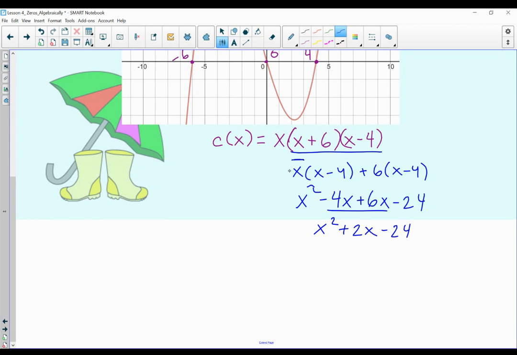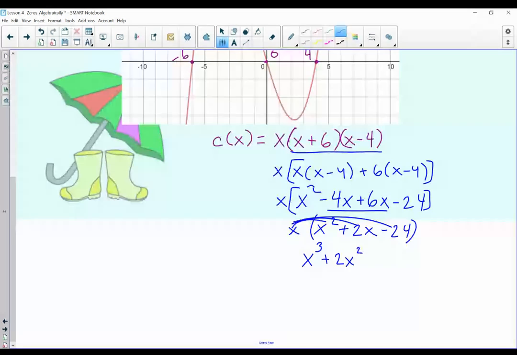But let's not forget that this x was here on the outside the whole time. So once I'm done with everything on the inside, I can distribute this x inside. And I get x to the third power plus 2x to the second power. See how it's increasing by 1? Because I'm multiplying by 1x. Whereas in the last example, each of them increased by 2 x's because I was multiplying by x squared. And that would be the answer for c of x in standard form.